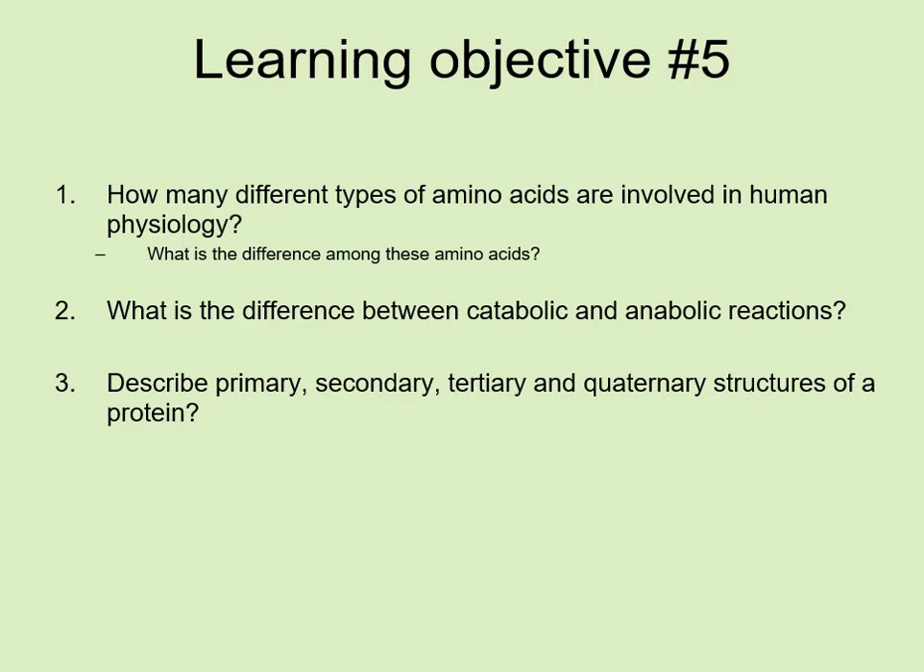In this video, we're going to continue on with proteins. And so we'll pick up here where we left off in the last video, looking at the different types of amino acids, which we've basically already done, but we'll just rehash it. Number two, what's the difference between catabolic and anabolic reactions? And then talk about this idea of primary, secondary, tertiary, quaternary structures of a protein.